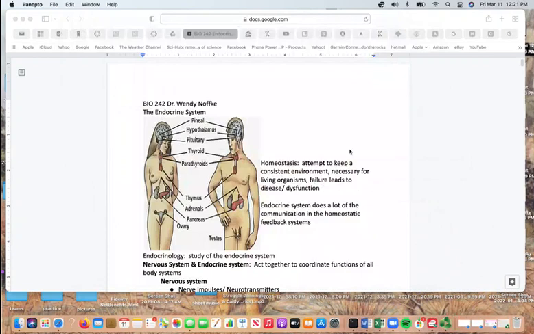All right, today we're going to talk about the endocrine system. And so we're going to try and do this with as few interruptions as possible today.